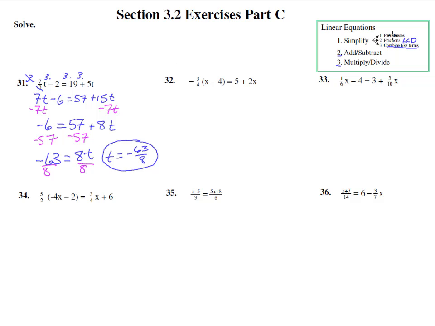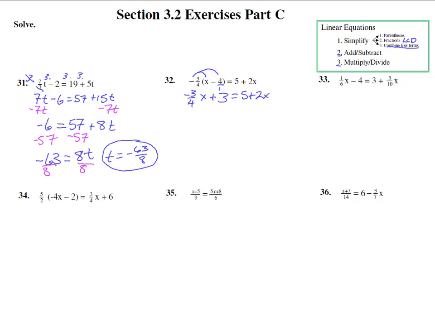Do we have any parentheses? We do. Well, let's distribute this guy in. We get negative 3/4 x plus 3/4 times 4. That's 3. Yeah, this is 3 over 4 times 4 over 1. Multiply those two together and we get 12 over 4, which is 3, equals 5 plus 2x. Great, the parentheses are now gone.